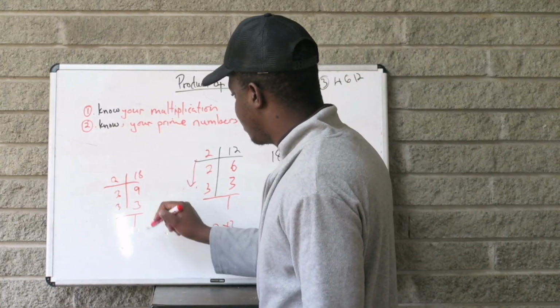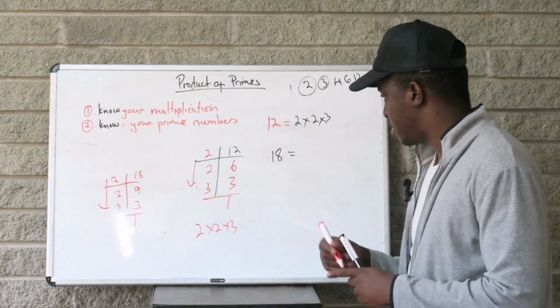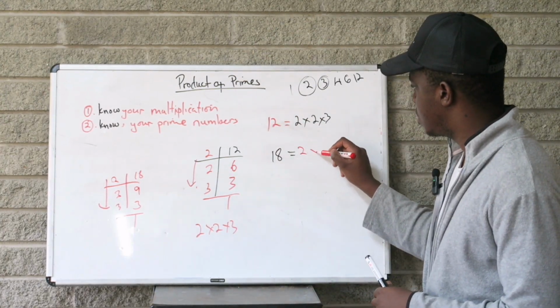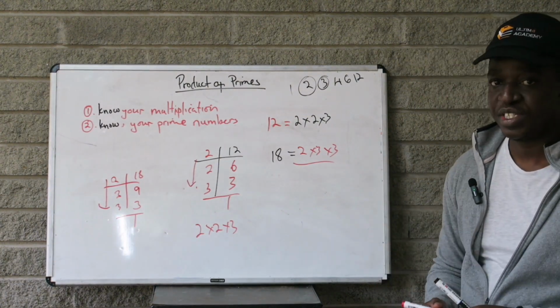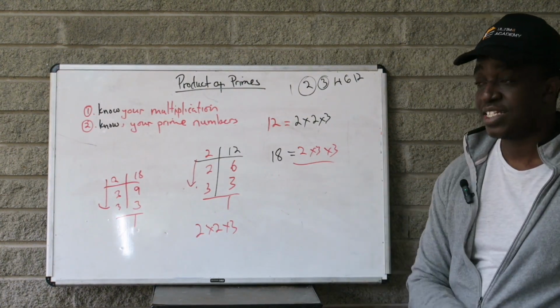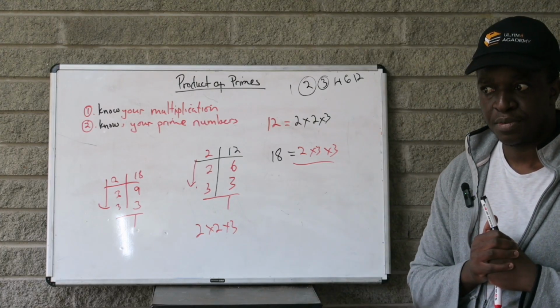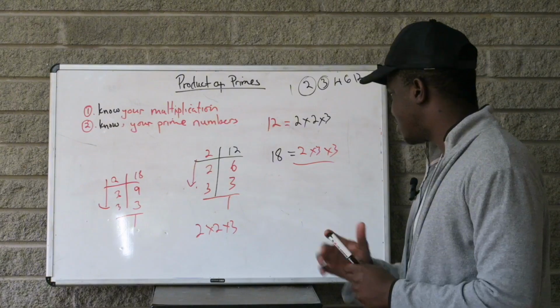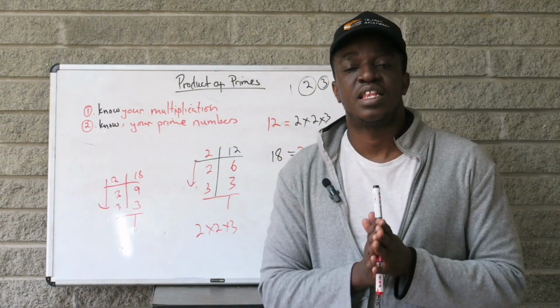Now, I take that, and then it's easy for me. I just go 2 times 3 times 3. That's complete. Should we check? 2 times 3, that's 6. 6 times 3, that's 18. Or 3 times 3, that's 9, times 2, that's 18. Right, that's how it's done.